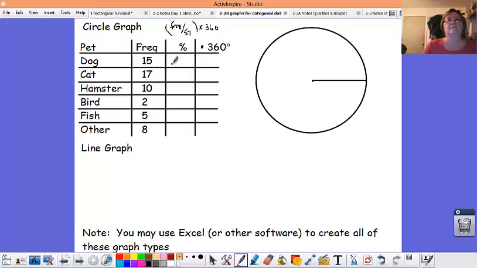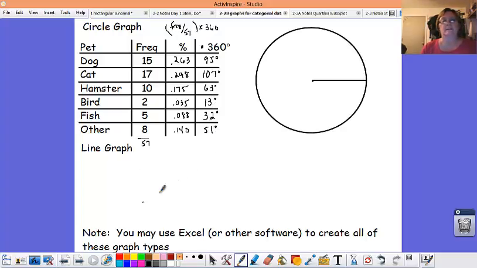15 over 57 was about 0.263. I rounded to the thousandths place, and when I multiplied, that's about 95 degrees. 17.298. Again, let me fill this chart out, and then I'll catch up with you here in just a moment. Okay, there we are. There's the completed table for this one. Again, to get the percentages, I took the frequency for each category divided by the total number of pets, and that total was 57. Then I multiplied by 360 to get the number of degrees.